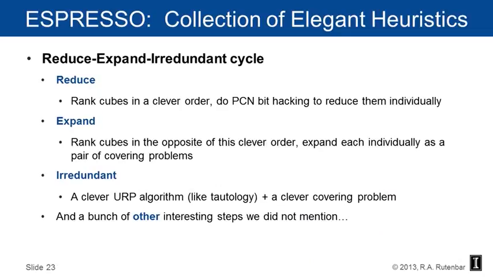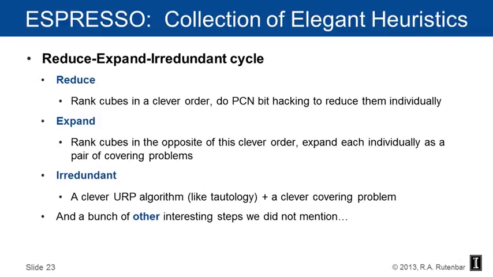So Espresso is really a collection of just lovely and elegant heuristics, and the reduce, expand, irredundant cycle is the really big deal inside the Espresso algorithms. Reduce ranks the cubes in a clever order, and then you do PCN bit hacking to actually reduce them one at a time. The expand operation ranks the cubes in the opposite of that clever order, and expands them each individually as a pair of covering problems. One part of the covering problem is just how big can you make the cube, and the other part of the covering problem that I will admit I did not show you says, not only would I like to expand this cube, I'd like to go cover some other cubes so they can go away and become redundant.